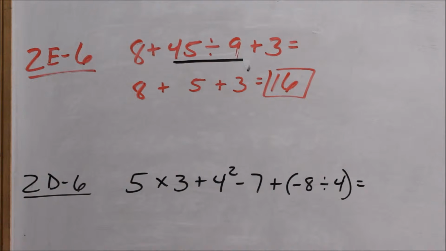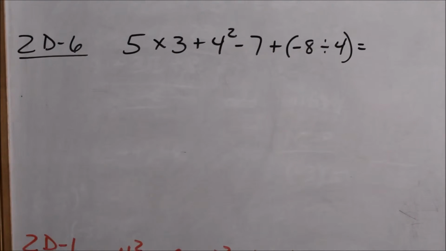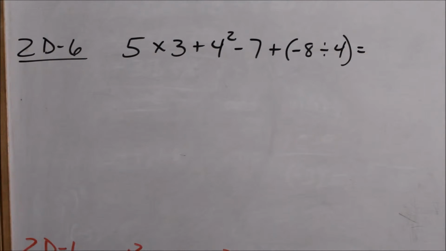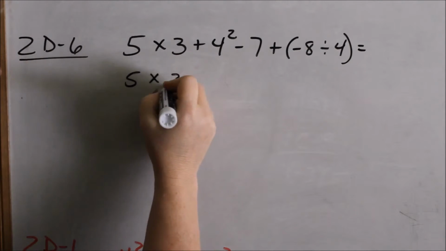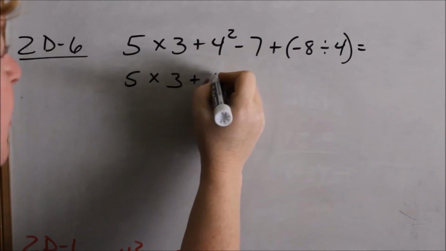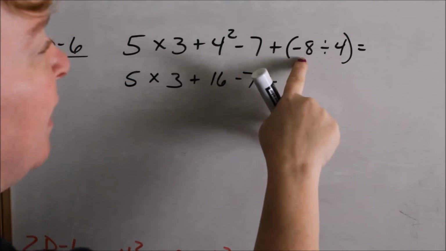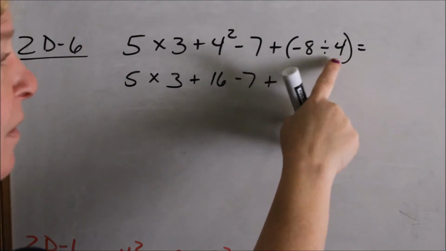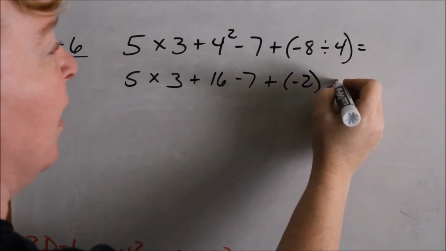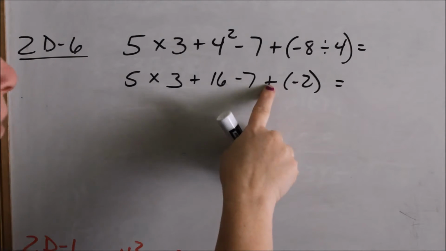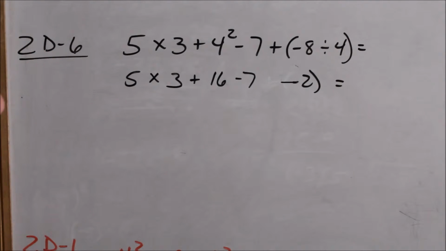Okay, let's look at 2D number 6. So PEMDAS says do parentheses and exponents first. So I'm going to do this exponent here. So 5, I'm just going to rewrite my first part of the problem, then do this, plus 16 minus 7, plus I'm going to do my parentheses. A negative divided by a positive is a negative. So negative 8 divided by 4 would be a negative 2. I can write it like that, or instead of writing plus a negative, I could just write it as minus 2.